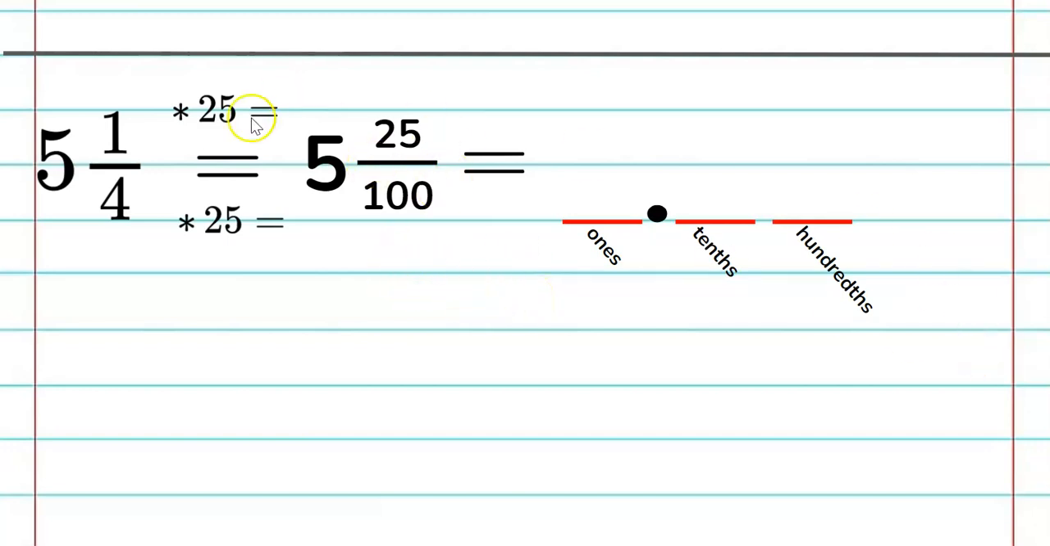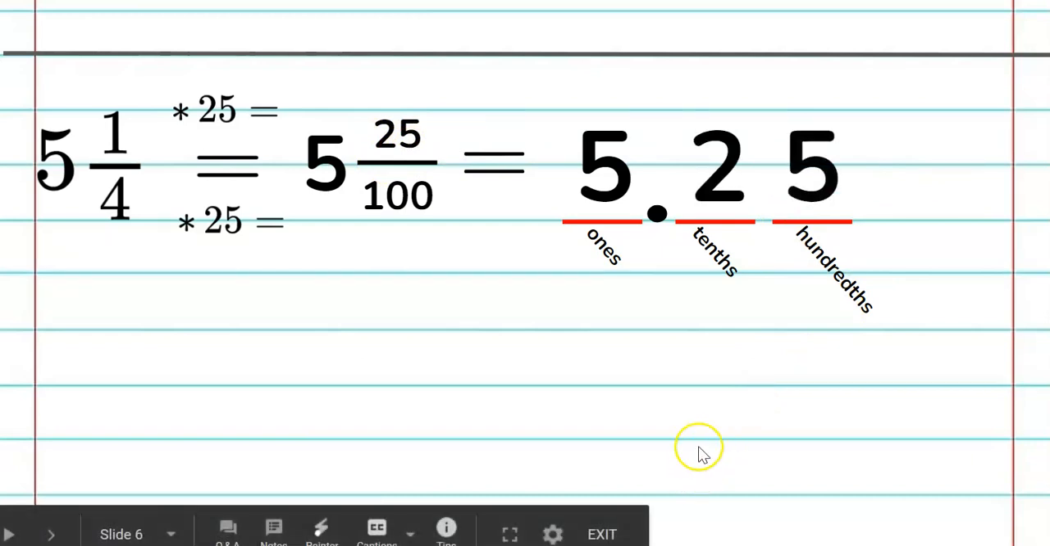When I'm writing this number as a decimal, the whole number is going to go in the ones place. Whole numbers have to go to the left of the decimal. So I put my 5 there, and this says 25 hundredths, which means my 25 has to end in the hundredths place. 5 and 25 hundredths. Pause the video, make sure you have everything written that I have. And then we're going to do one more example today.